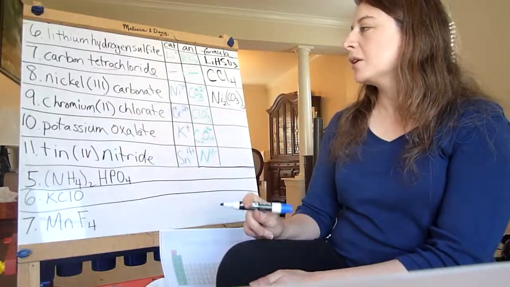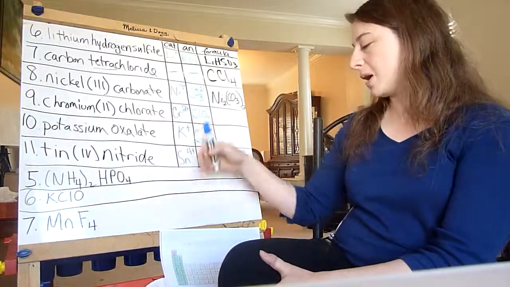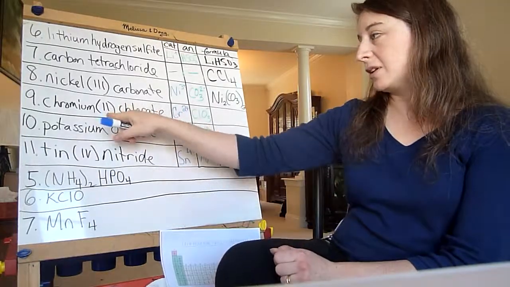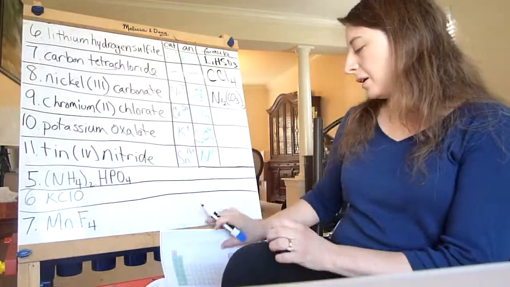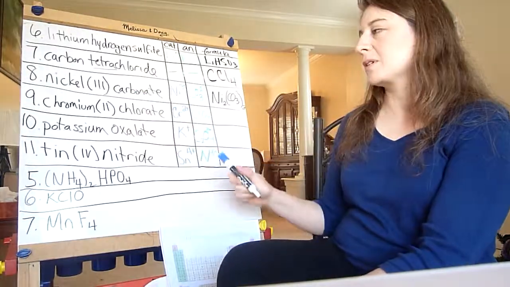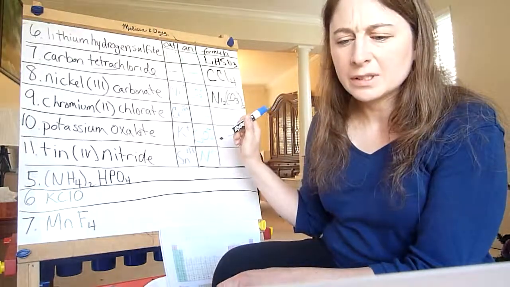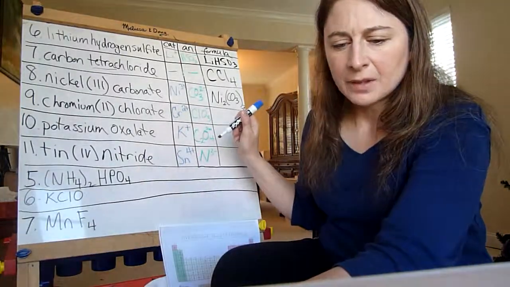So we'll move on. Chromium 2 chlorate. So chromium 2 obviously is a metal, transition metal, since you see its Roman numeral. Right there it is. So chromium 2 plus charge because of the Roman numeral. Chlorate, did you have to memorize that one? Yes.